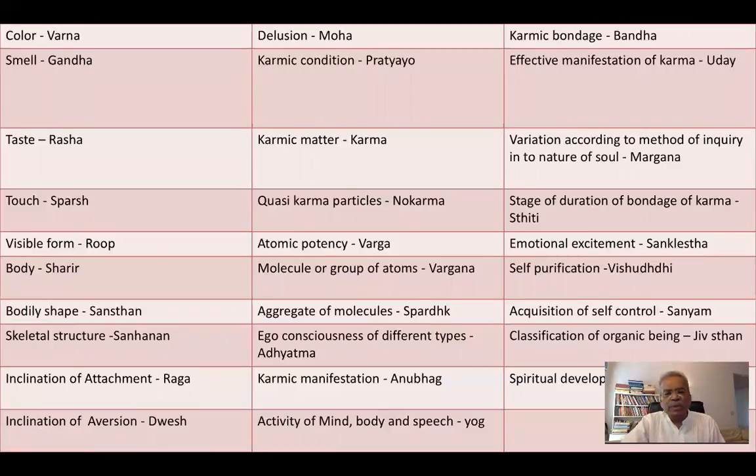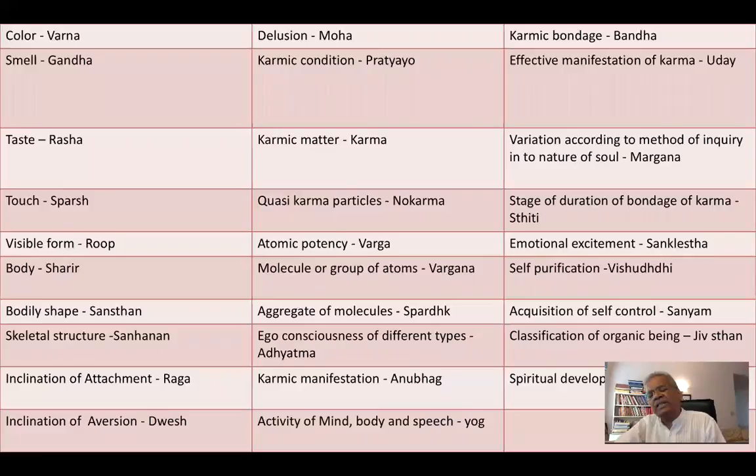And this is a very busy slide, but I'll make it very short. The 29 things described here are: color, smell, taste, touch, visible form, body, bodily shape, skeleton structure, inclination of attachment, inclination of aversion, delusion, karmic condition, karmic matter. So there are 29 subtypes. When I send the slides out, you can review that one and see what they meant.